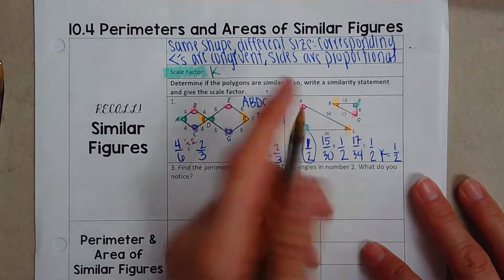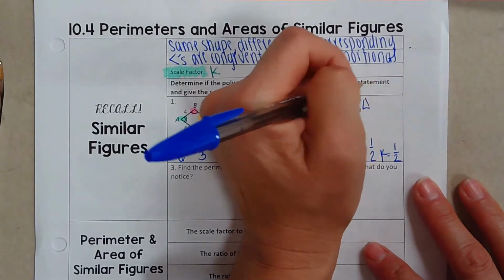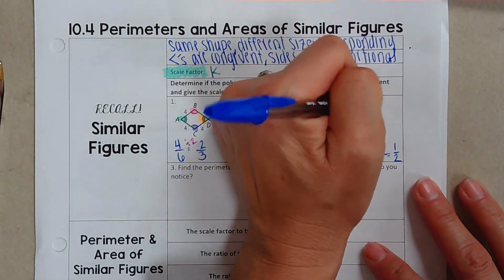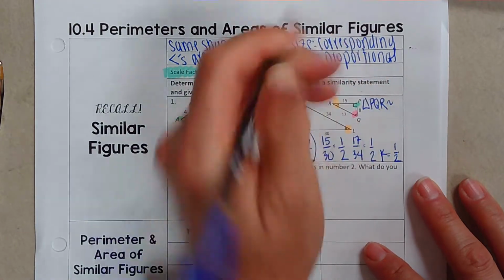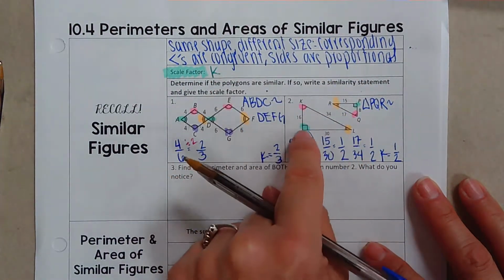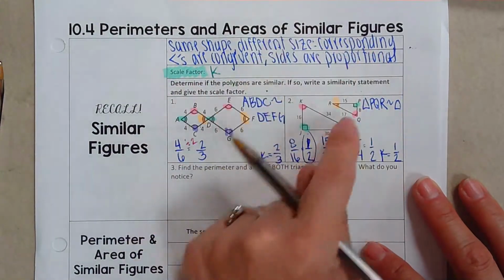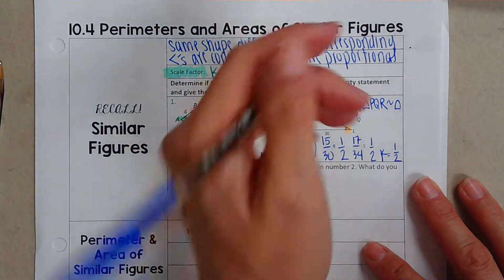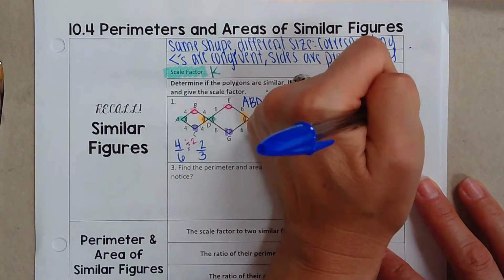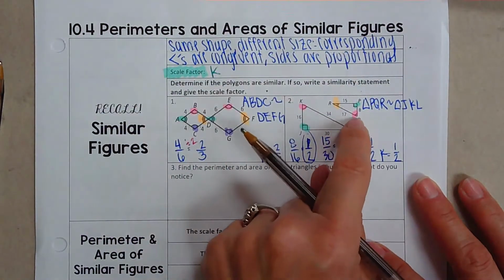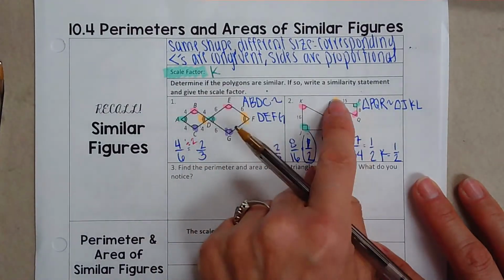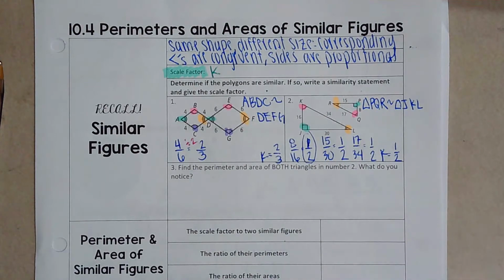Okay, now I can write a similarity statement. So triangle PQR is similar to, well, I have to start with J because I started with turquoise here, or the square. So triangle JKL. So going to pink to orange, just like I did in that previous triangle.